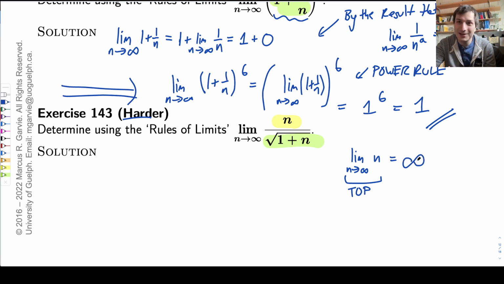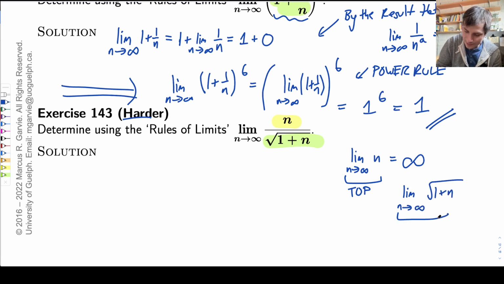You could say by the result that says n to any power, the limit is infinity, or it's just the most natural limit. The limit should be infinity. If n is getting bigger and bigger, what is n doing? Well, it's going to infinity. And what about the bottom? This is maybe less obvious. The square root of 1 plus n. This is the bottom.